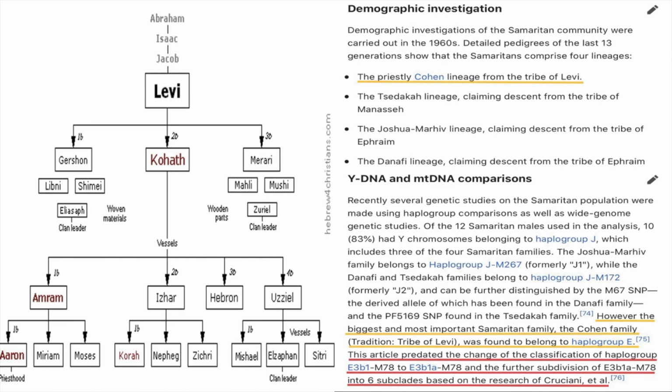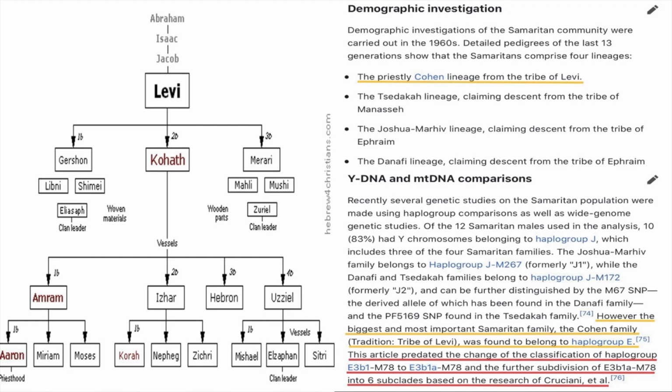E3b1-M78 to E3b1a-M78 and the further subdivision of E3b1a-M78 into 6 subclades based on the research of Kohanim. Now this of course is very powerful information from what we gathered. Various Jewish groups have this haplogroup E.